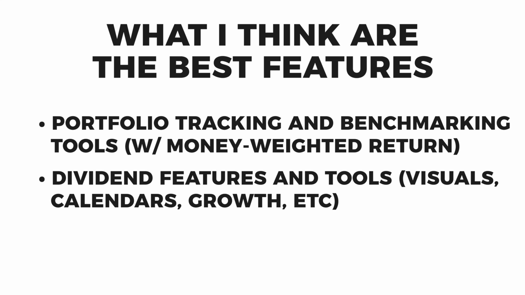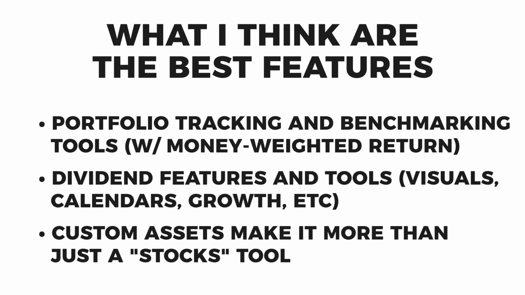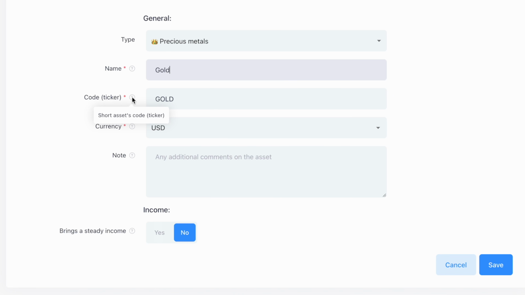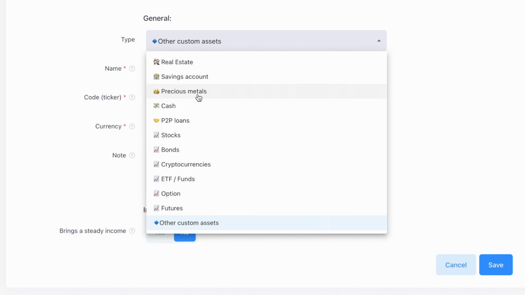And that actually leads me into the next feature, which is one that I hadn't even really started using yet, and that's custom holdings. Now with the free tier, you get 1, but then it goes up to 5 and then unlimited on the investor tier. And a custom holding is where you can add things that aren't stocks, ETFs, or mutual funds. So any real estate that you might own, or savings accounts, or gold or precious metals, or even Bitcoin and crypto.